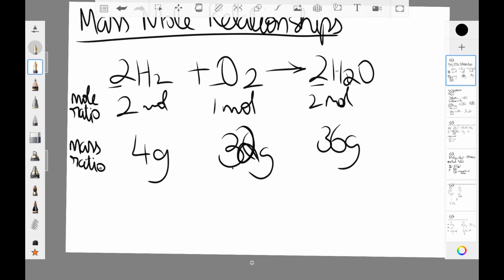Secondly, if you're ever unsure about your relationships, at least for the mass ratio, you can double check by making sure that the masses in the reactants add up to whatever is there in your product side. Right. Now it comes to actually using this in a practical manner.